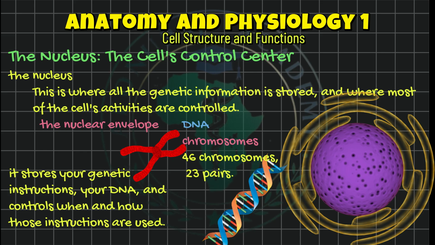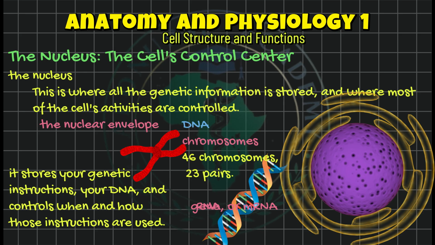Think of DNA as a massive cookbook. It contains thousands of recipes. Each recipe is a gene that codes for a specific protein. When the cell needs a particular protein, the nucleus opens up that section of DNA, makes a copy in the form of mRNA, and sends that copy out to the cytoplasm, where the protein can be made.